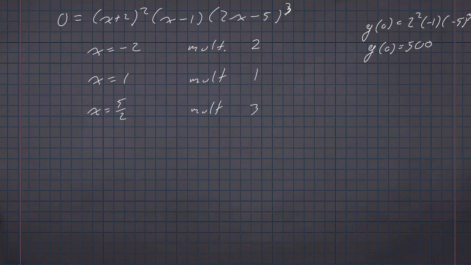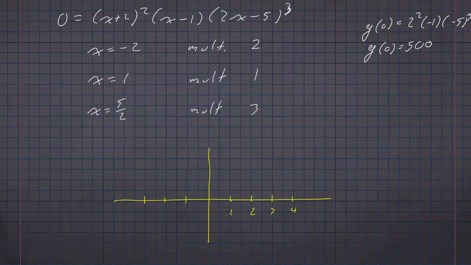Instead, I want to really focus on what's happening here with multiplicity. So if I sketch out some coordinate axes, and I plot the points in question, x equals -2, x equals 1, x equals 5/2. I know that I'm going to be going upward, I'm going to be going upward, and I go through the point 500, which is way up in the stratosphere somewhere.